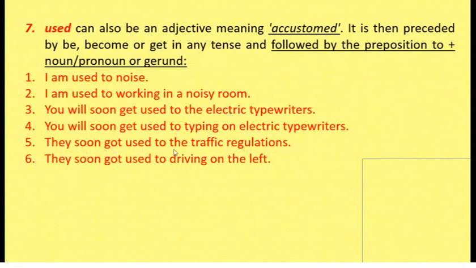They soon got used to the traffic regulations. Here after to, the noun phrase has been used. They soon got used to driving on the left. Here after preposition to, gerund has been used. My dear students, look at the examples. The first two sentences are in present tense. Next two sentences are in future tense. And the last two sentences are in past tense.